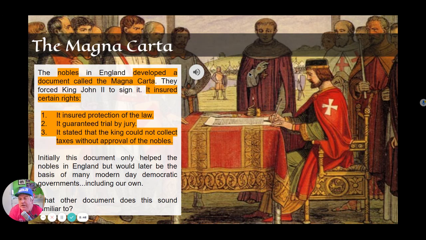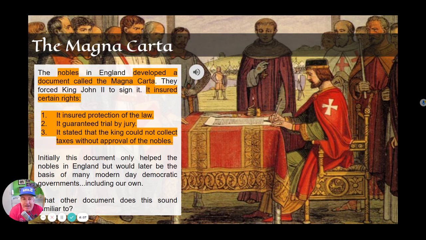The Magna Carta. The Magna Carta is a document. The nobles in England developed a document called the Magna Carta. They forced King John II to sign it. It ensured rights, including these three rights. It ensured protection of the law. So the law was higher than the king. The king could not manipulate the law. Everybody was governed by the law.